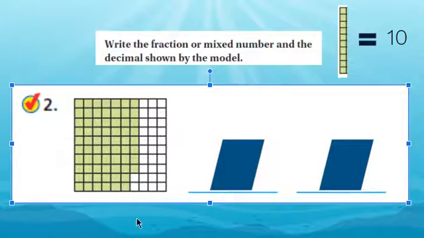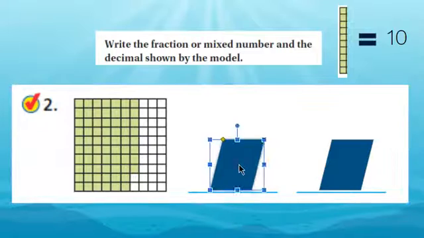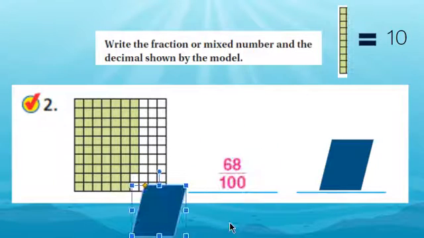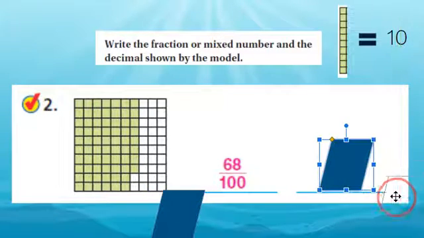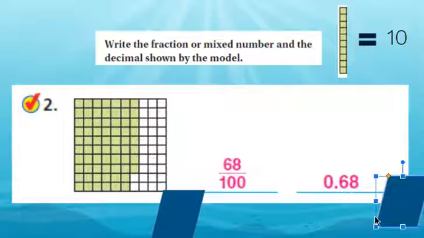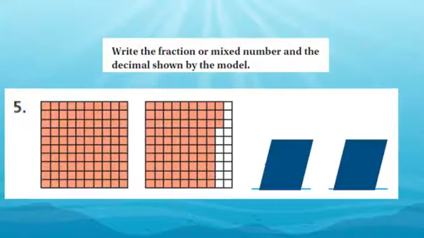So we have 68 as our numerator. How many are shaded in? 68 parts to how many as our whole? How many in our denominator? That's right, 100. So we have 68 hundredths. Now, how would that look as a decimal? Now remember, since we don't have any whole numbers that we're dealing with, you always want to start with a 0 and then your decimal. So 0.68. Nice job.